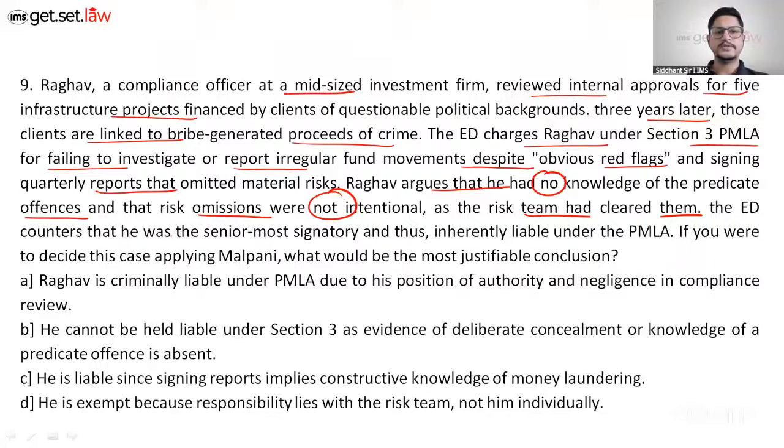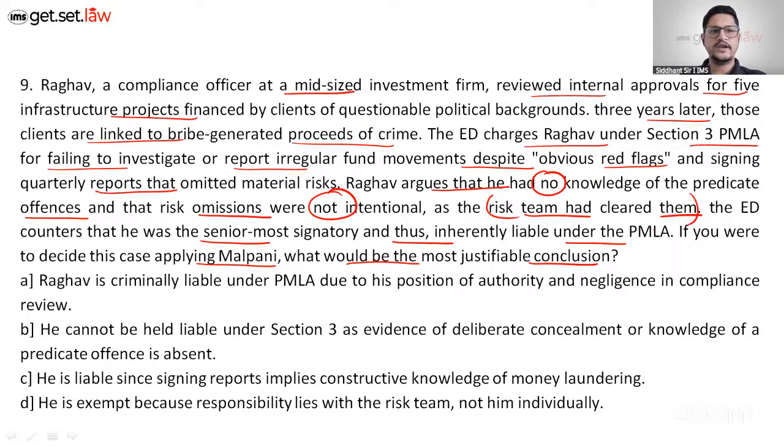The ED counters that he was the senior most signatory and thus inherently liable. Now, just being a signatory does not make a professional liable. This is what was given in the Malpani case. So if you were to decide the case applying Malpani's verdict, what would be the most justifiable conclusion? Definitely we will say that since he mentioned that he does not have any knowledge, the risk omissions were not intentional, it was not deliberate negligence, and the risk team had also cleared them.